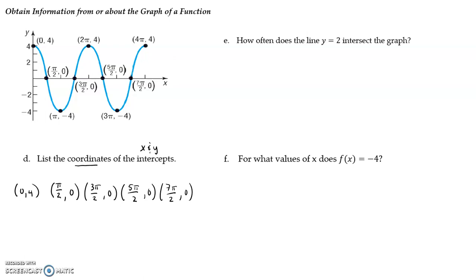Part E asks us to find how often the line y = 2 is going to intersect our graph. So let's go ahead and sketch the line y = 2 first. Alright, here's my y value of 2. So this is going to end up being a horizontal line that goes through that y value. And we can take a look at how many times it's going to intersect our graph. There's once, twice, 3 times, 4 times.